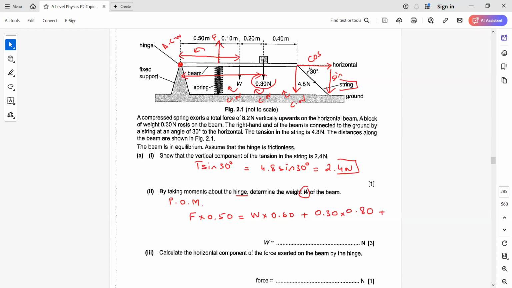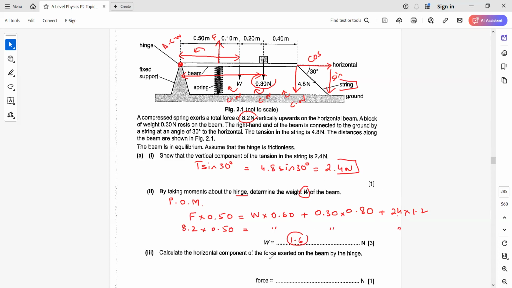And then we have the vertical component, that's 2.4. We just figured that out. And then the total distance, 0.8 plus 0.4, so that's 1.2, right? Now, what's the spring's force? The question says a compressed spring exerts a total force of 8.2 Newton. That's given, so now it becomes very easy. You have the entire equation, you just have to solve it and find the value of W. Substituted in the calculator, you're going to get 1.6 as the weight.